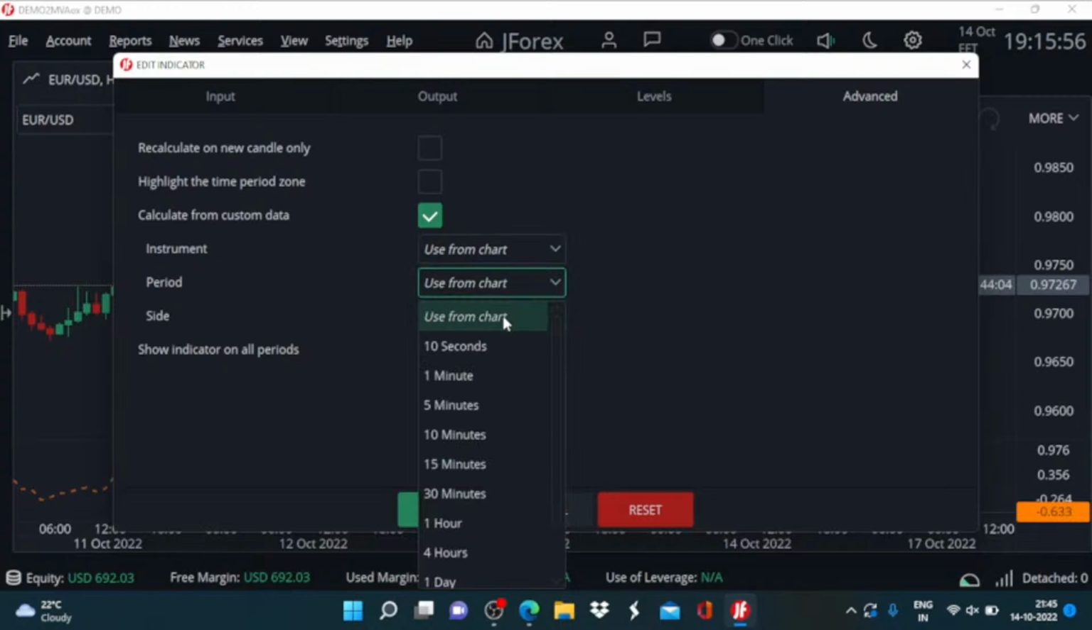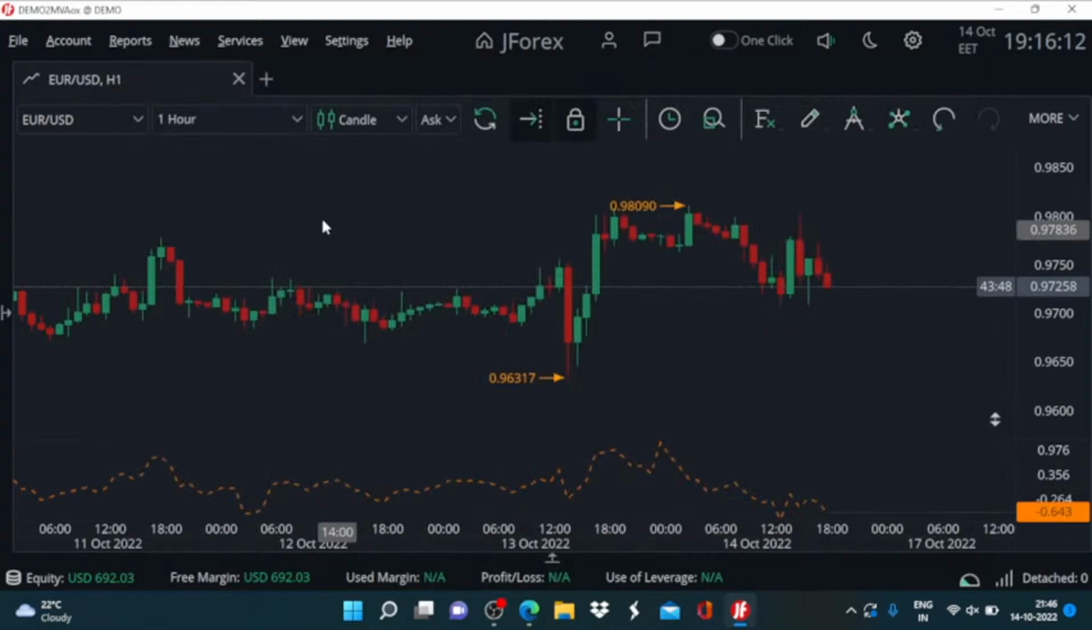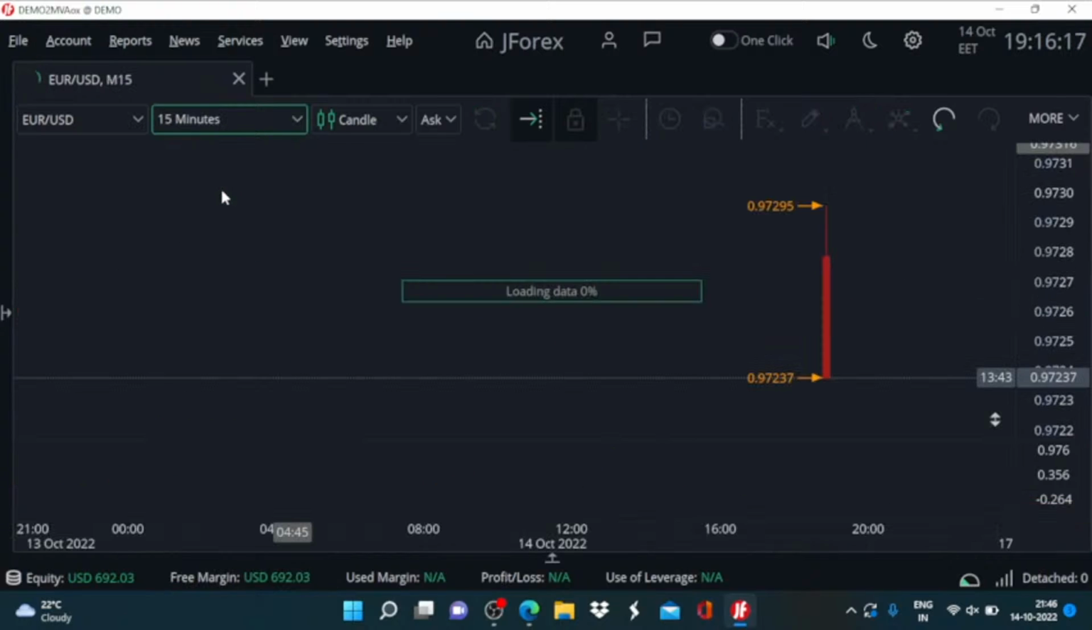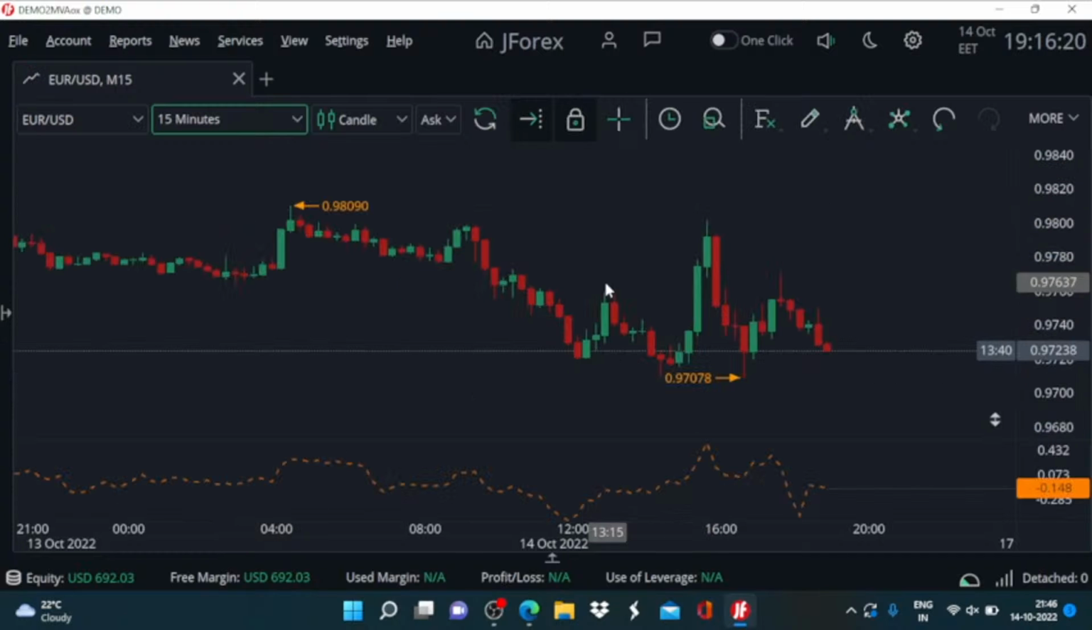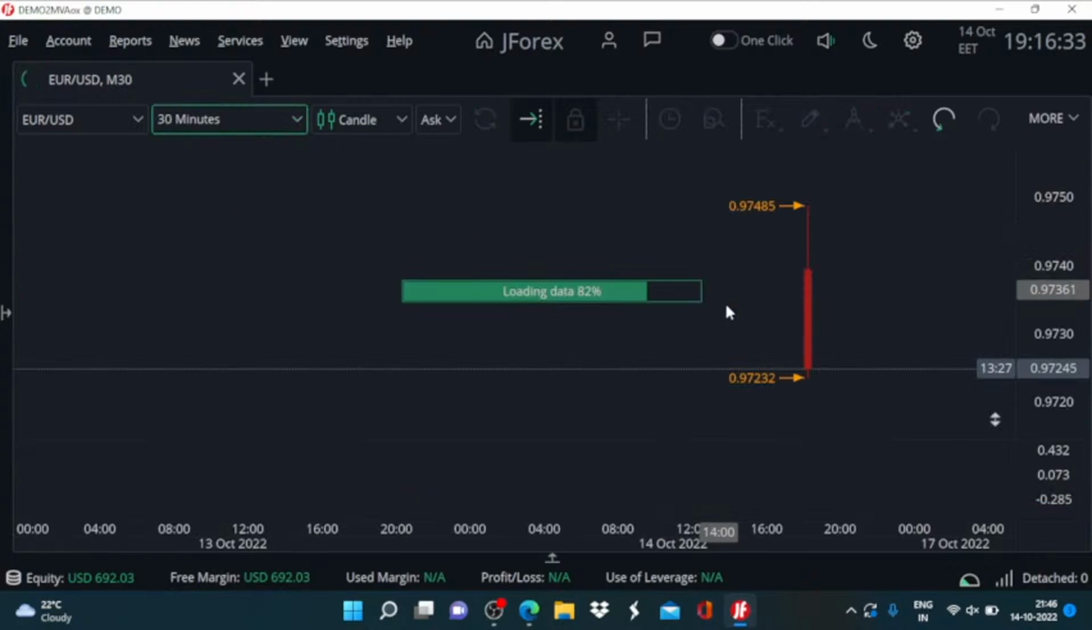The candle period can also be used from the chart, or you can specify it from these options available to you. So if you use it from the chart, then you can have the indicator plotted for all the candle periods whenever you use different time period for defining the indicators in this chart. So here now the ROC is being plotted with candle period being defined at 15 minutes, and if I change it to half an hour, then the calculation will be done accordingly.